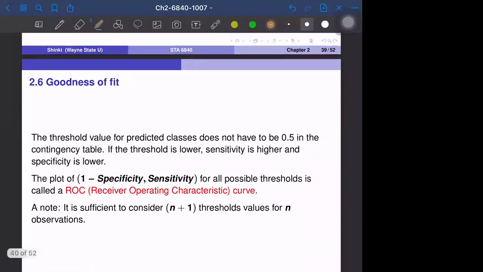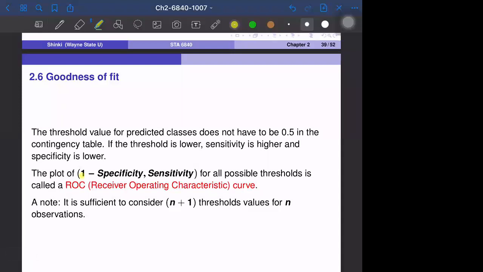And the ROC curve is the plot of 1 minus specificity against sensitivity. So this is called the ROC curve. We can vary the threshold for the predicted value. In the previous video, we used 0.5 as the threshold to make the contingency table, but we can choose that threshold differently. So 0.1, 0.2, or even 0.99. Then we have different pairs of specificity and sensitivity, and if we plot all the points, then we get a curve. That is called the ROC curve.